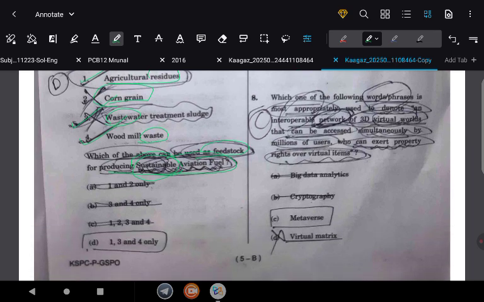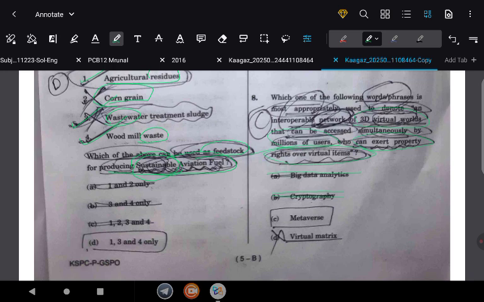Eighth question: which one of the following words or phrases is most appropriately used to denote an interoperable network? It's actually a long question. Basically it refers to a 3D virtual world that can be accessed by millions of users who can exert property rights over them. So big data analytics, no, because it is just data processing or something of the sort. Cryptography is again related to digital token currency, no.